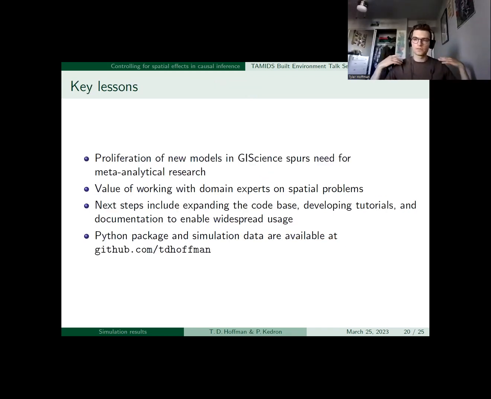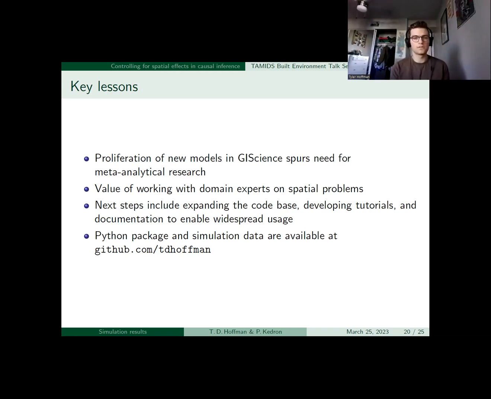So some of our key lessons here. First off is that there's just so many of these spatial causal models out there, and we only focus on a really small subset. But the proliferation of new models in GI science, we see this in GeoAI as well, spurs the need for this sort of meta-analytical research, where we're taking a lot of these models and condensing them down. We're saying, how can we compare these? What are their relative performances? What are their relative use cases, different assumptions they rely on, and when are they applicable? And so we aim to do that in this sort of synthetic research, where we take a lot of different models and bring them together to see what happens.